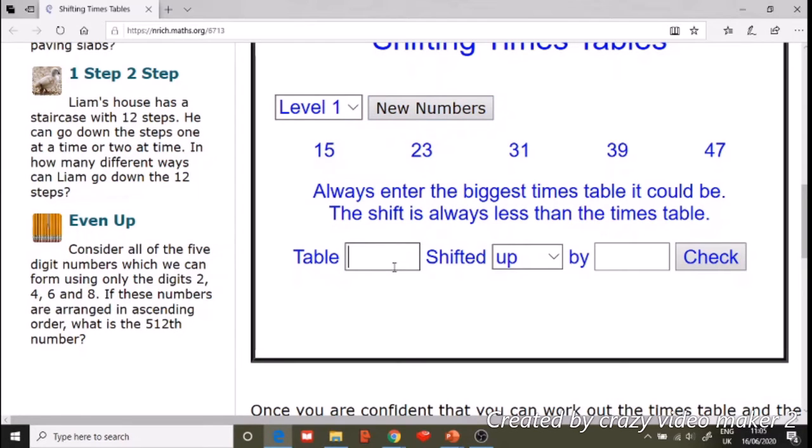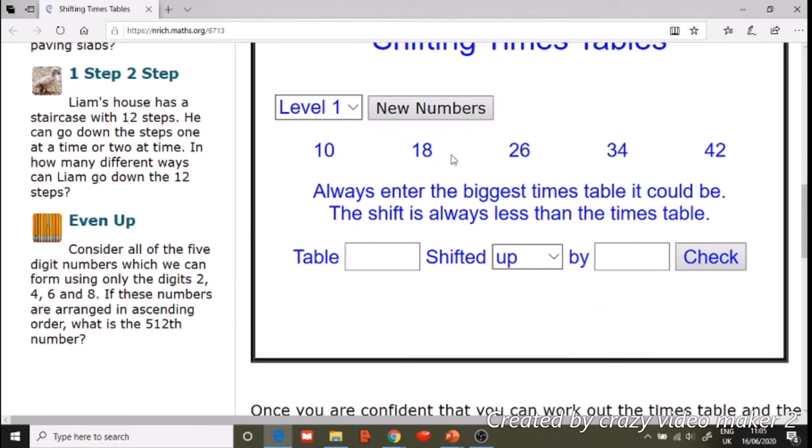So ask yourself again, what times table is this? So 5, 6, 7, 8. So this is your 8 times table. And then what do I have to add to 8 to get to 15? So 8, 9, 10, 11, 12, 13, 14, 15, which is 7. Okay, but you wouldn't say 8 times table shifted up by 7. What you'd call it is 8n plus 7. So my nth term here is 8n plus 7.